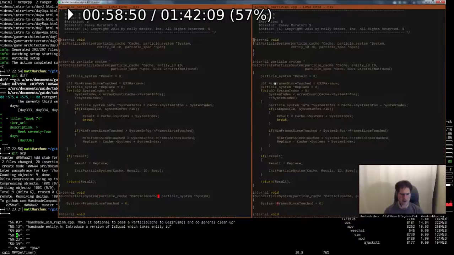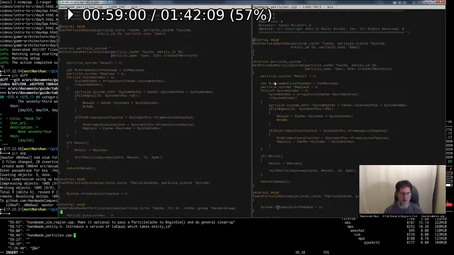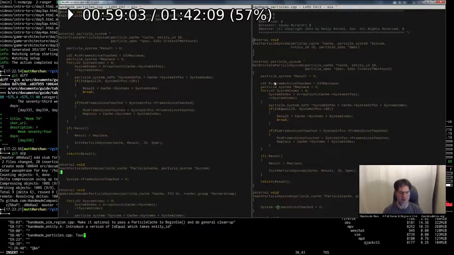Okay, so yeah, that actually does pose an interesting problem, which I guess I don't really know if I care about solving. So I think what I'd probably do is say, we probably want people to be able to use this pointer. So I'm just going to use like an index here, which is just the system minus the particle cache systems.